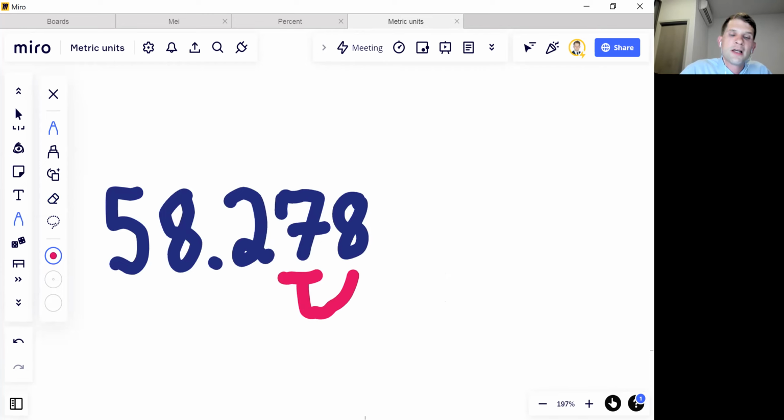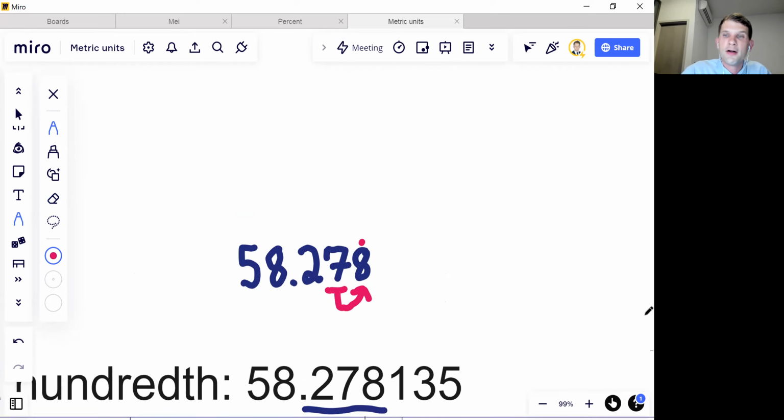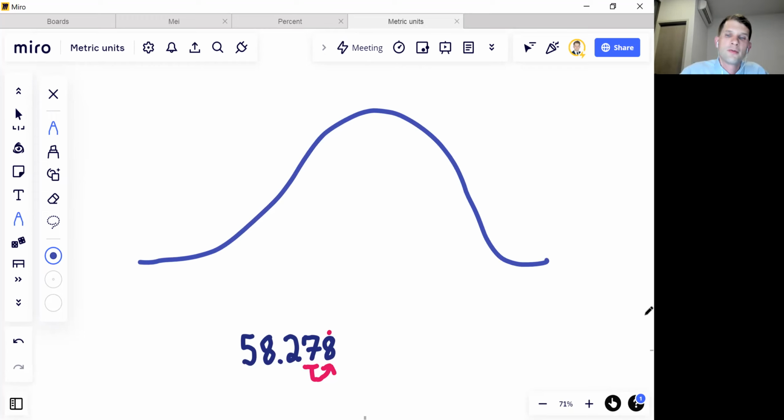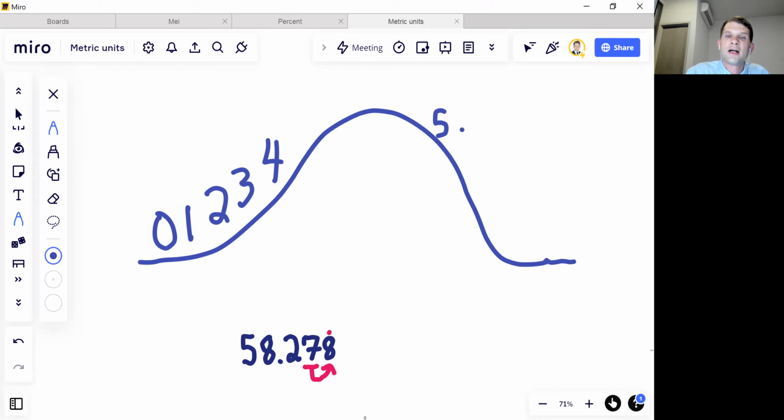So step one, find our hundredths digit. And then step two is to look at this 8. And we're going to take our 8 on a ride on the rounding roller coaster. So let me just sketch this out. So we have on the left side of our rounding roller coaster the numbers 0, 1, 2, 3, or 4. And on the right side are the numbers 5, 6, 7, 8, and 9.